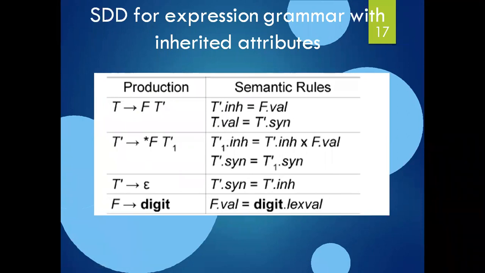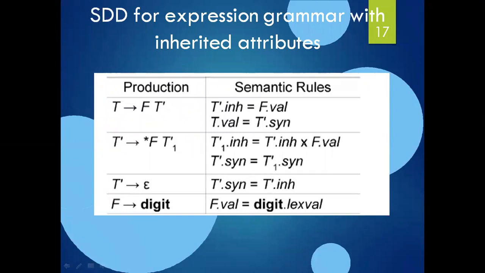Is it clear now? And see, T dash goes to epsilon, where epsilon means null. Both here at the nullable we are using the inheritance property, and at the left hand side we are using a synthesized attribute. And F has its own attribute val, so F dot val is digit dot lex val, right?